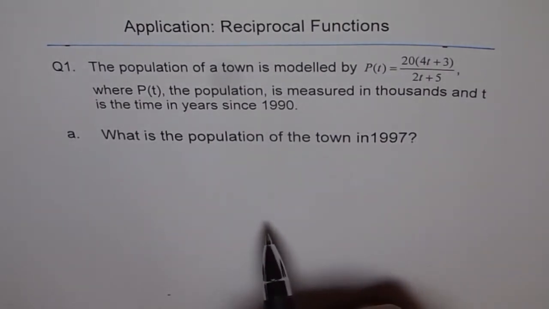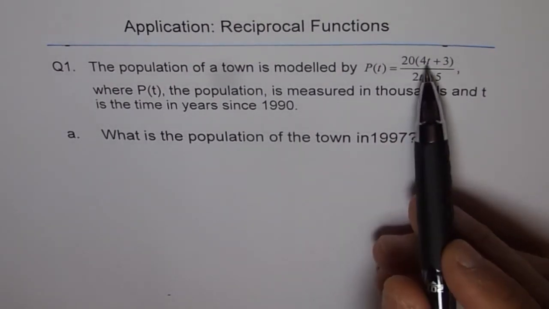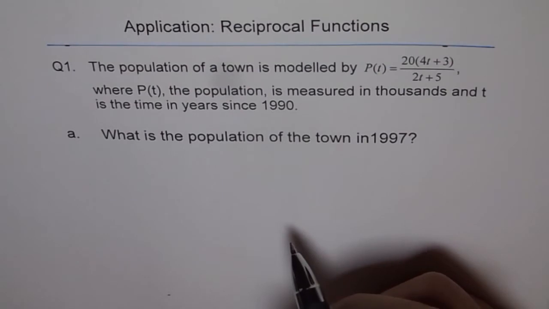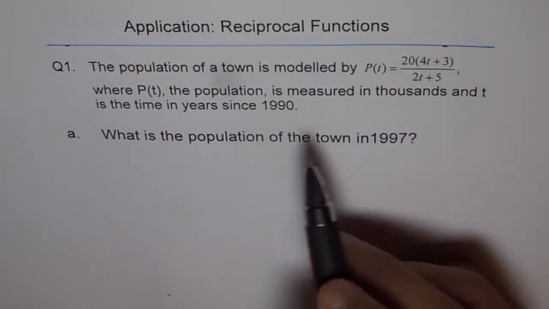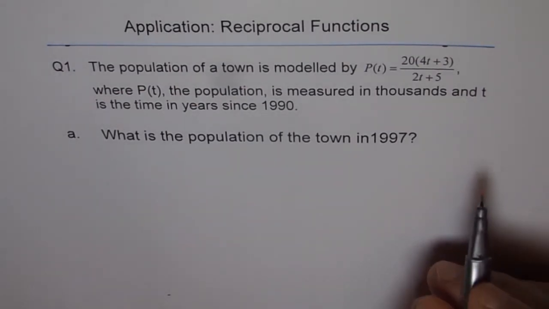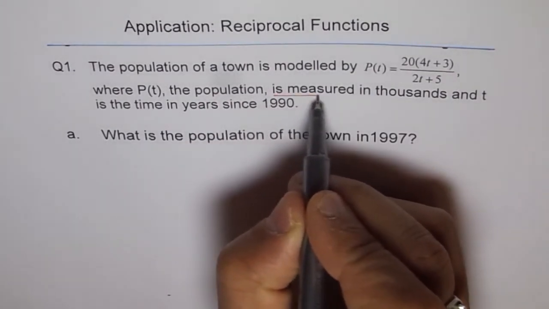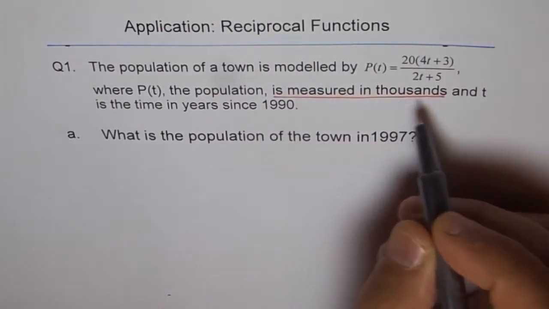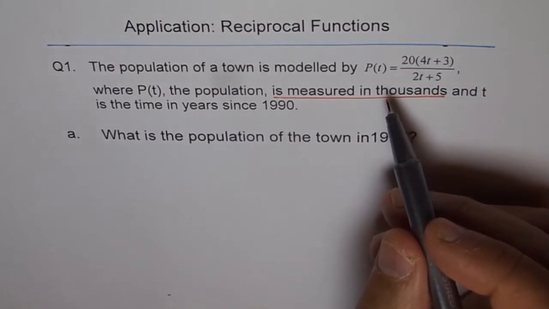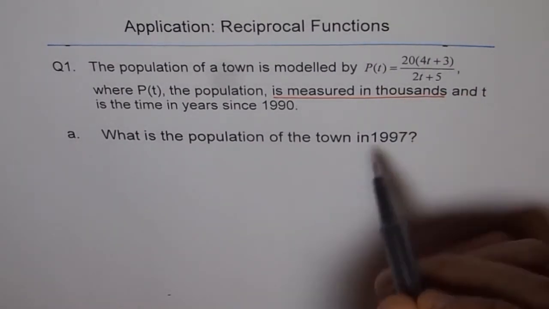A common mistake which students will make is to substitute 1997 for t, and that's a huge mistake. When you read this kind of problem, you have to understand what the variables are. One important thing is the population is measured in thousands, so whenever you calculate, you'll get some answer, and you have to write that answer in thousands, otherwise your answer is wrong.